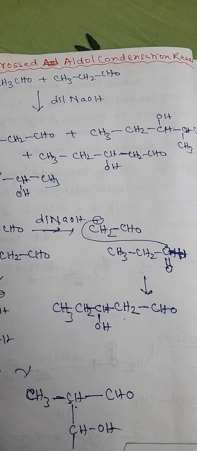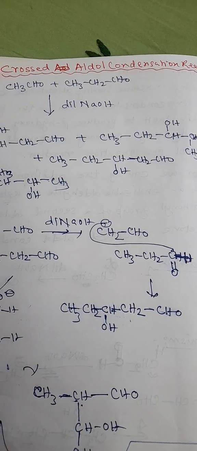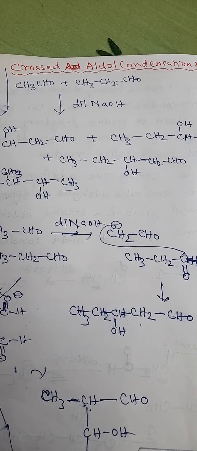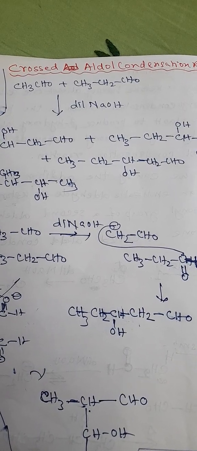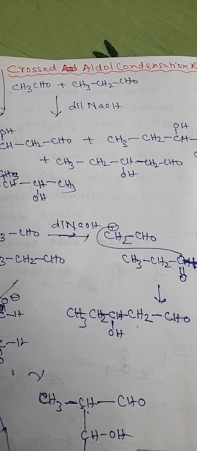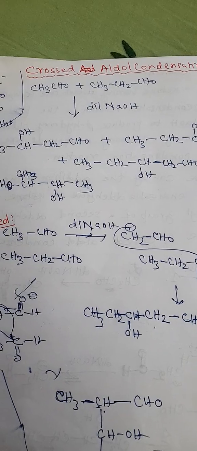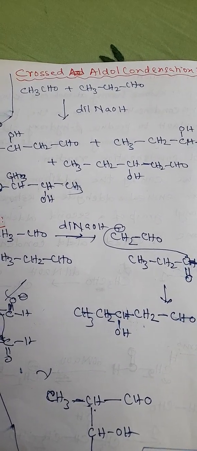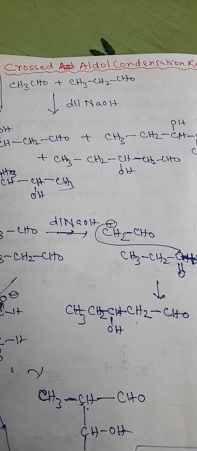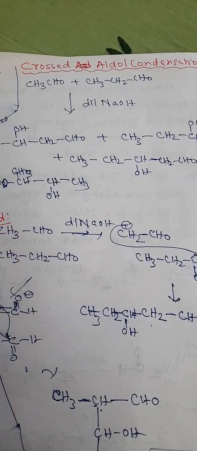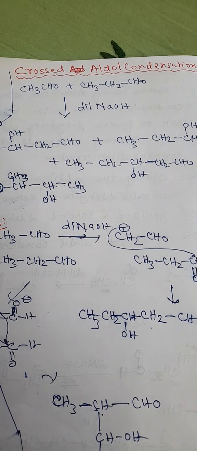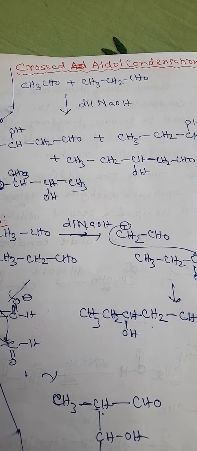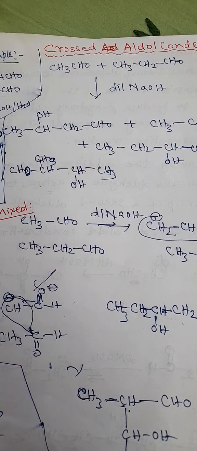Similarly, the enolizable carbon of the acetaldehyde molecule is going to do a nucleophilic addition reaction on the propanaldehyde and form compound 3. And similarly, the enolizable carbon of propanaldehyde is going to do a nucleophilic addition reaction on the acetaldehyde molecule and form compound 4.